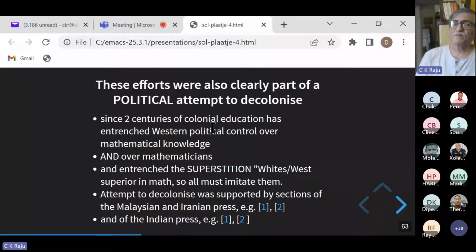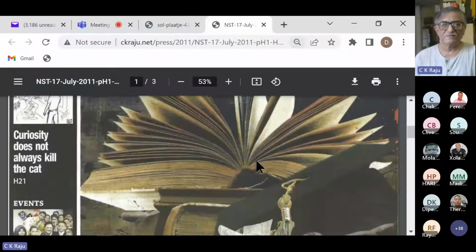So these were also part of a political attempt to decolonize, because for 2 centuries, colonial education was entrenched, and Western political control over it was entrenched over mathematical knowledge and over mathematicians. And so that entrenched the superstition that the white West is superior. As you saw, they didn't even know basic arithmetic, 3,000 years behind. And this attempt was supported by the Malaysian and Iranian press, decolonization, escaping from the clutches of colonization, and there were many people who were involved in this.